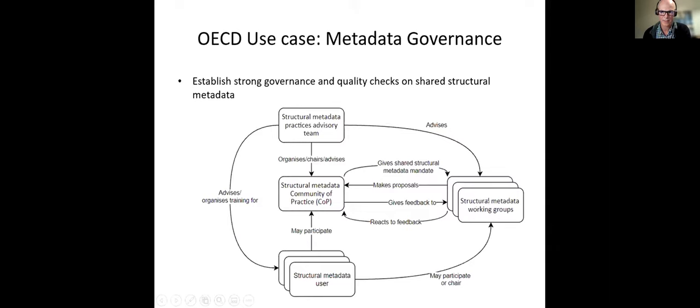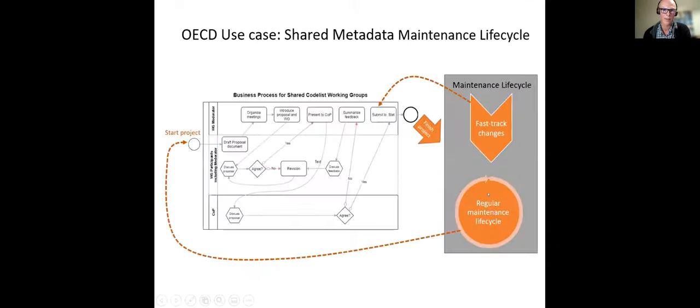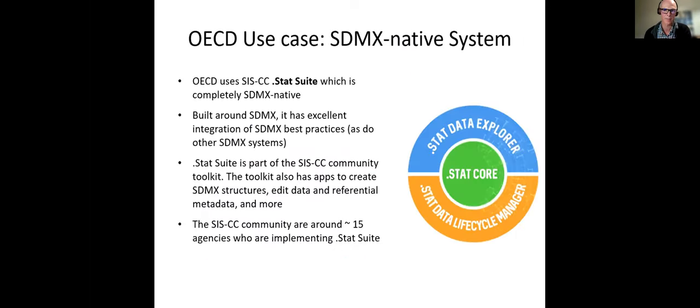So in this structural metadata working group, there's a business process in how that works. And this is all mapped here. When a working group works on a revision or a new artifact, we go through this process, and voila, out pops the structural metadata and gets passed to the community of practice. This works very well in a generic sense as well. It's been a big success. Anyway, I'm coming to the end of the OECD use case.